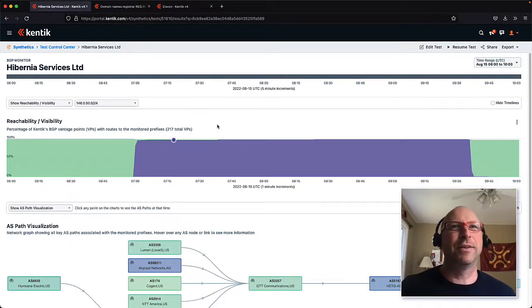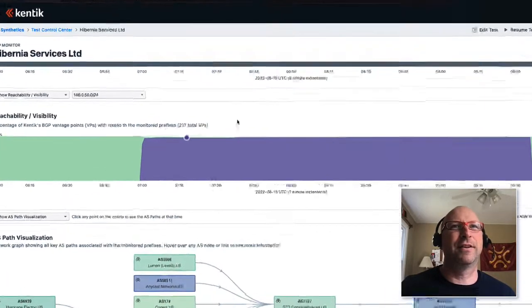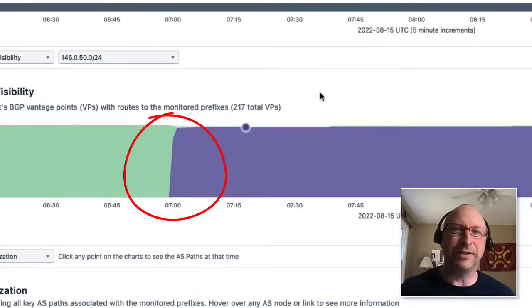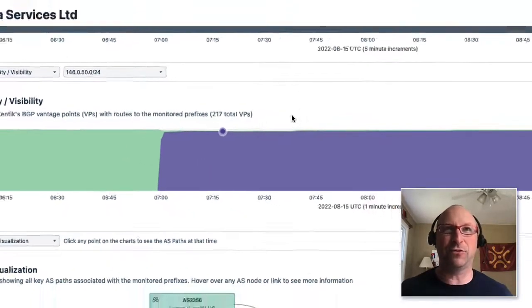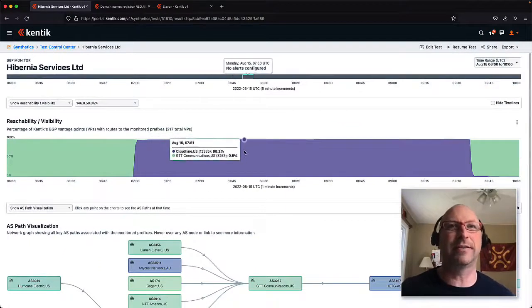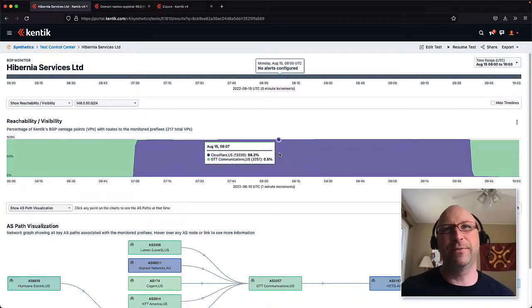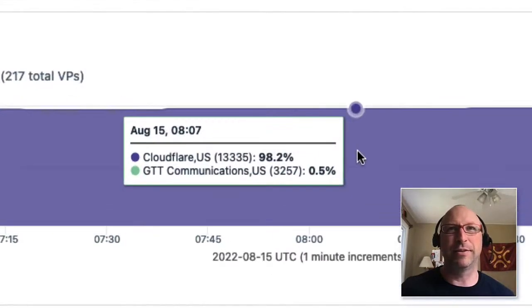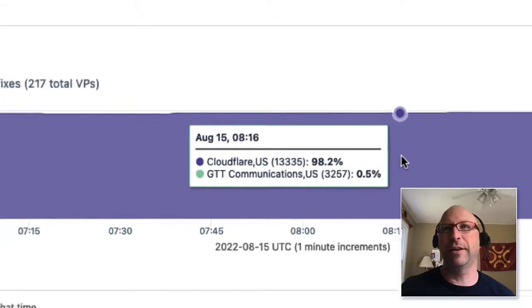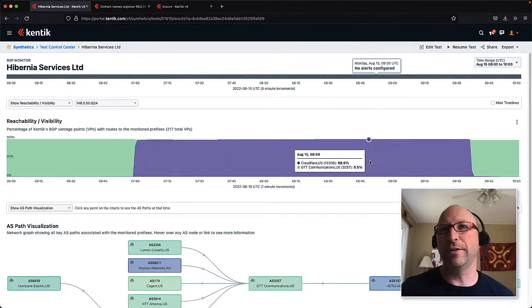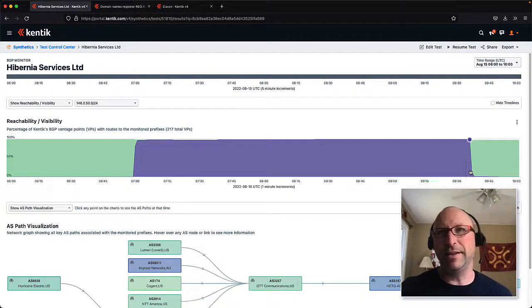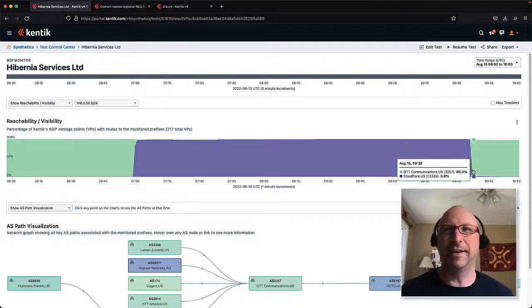So here's the activation. It's a steep slope. It's not instantaneous because these routes do have to travel the entire planet to get to 100%. And then during this phase that's colored in purple here, we're essentially going entirely through Cloudflare, and eventually they turn it off, and there's a slope as well on the way out as you deactivate.